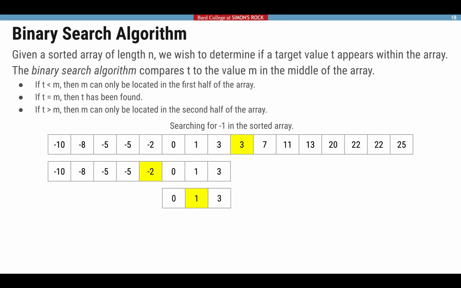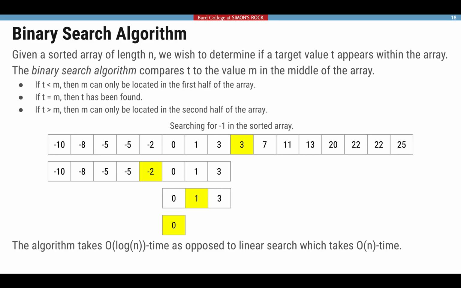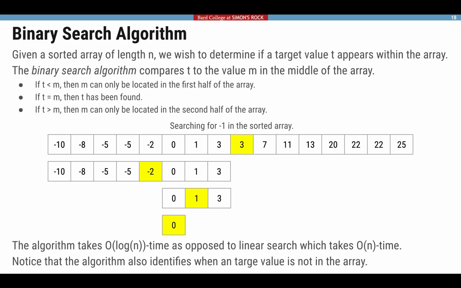All right, now we're looking at the middle value of this, which is 1, and -1 is less than it, so we go to the lower half of that and look at the middle value. There's only one value left, and that wasn't -1. So we didn't actually find -1. What we observed was that the algorithm has determined that -1 is not in that array at all.